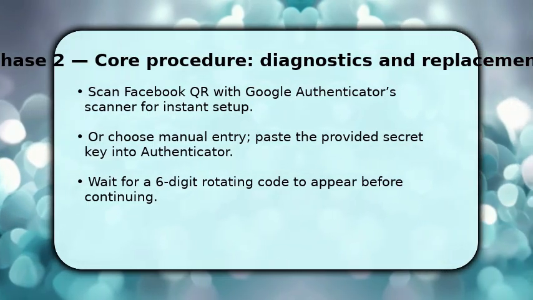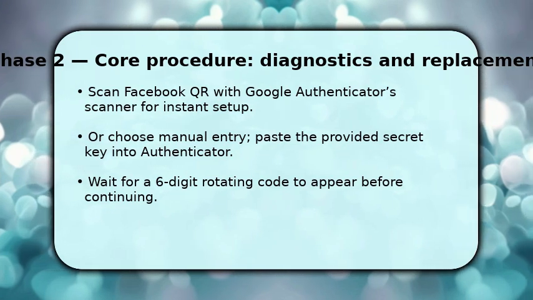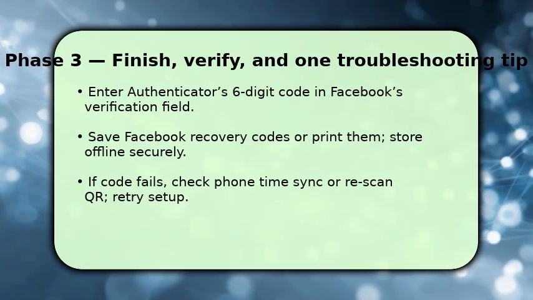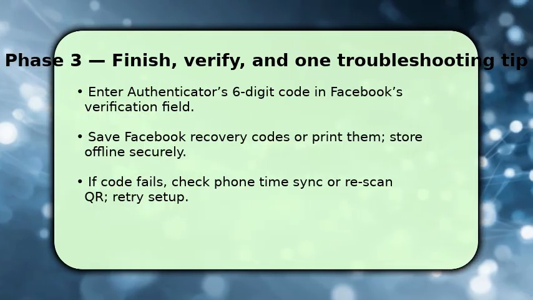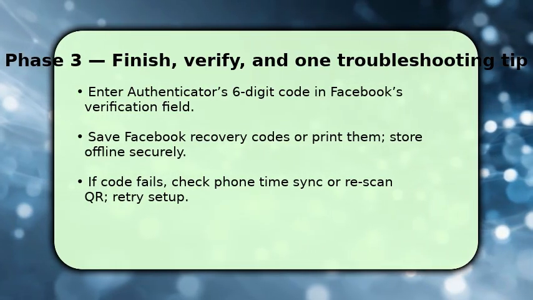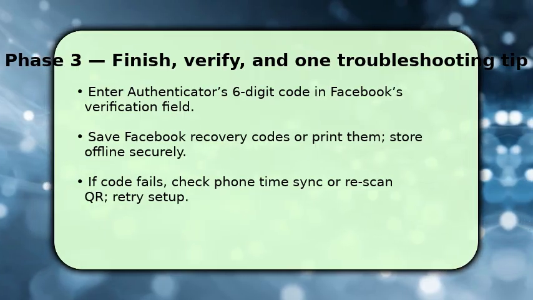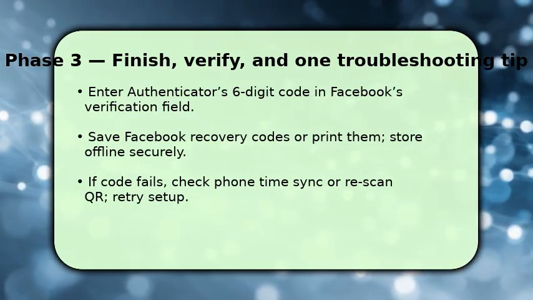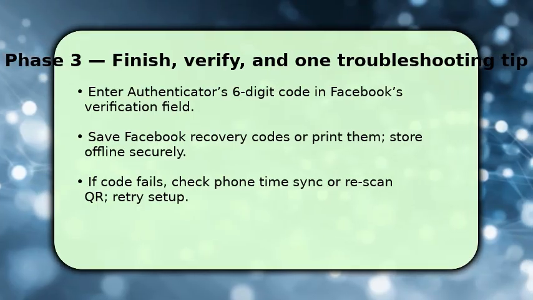You'll finish by entering the current 6-digit code from Google Authenticator into Facebook's Verify box, then tap Confirm. Once successful, make sure you download or write down Facebook's recovery codes and keep them offline. This lets you regain access without the app.